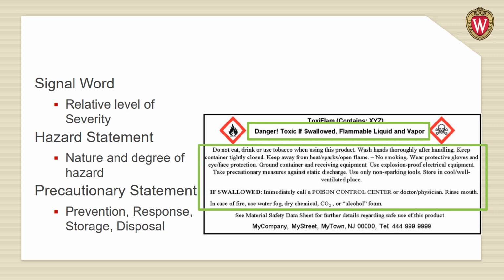Signal words, hazard statements, and precautionary statements. Signal words communicate the relative level of severity. They are usually either danger for severe or warning for less severe. Hazard statements describe the nature and the degree of the hazard. In this example, the hazard statement follows the signal word, and together they read: danger, toxic if swallowed, flammable liquid and vapor. The precautionary statement quickly details measures for the prevention, response, storage, and disposal.